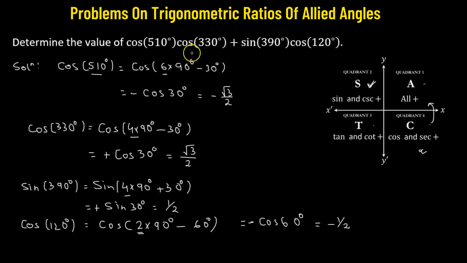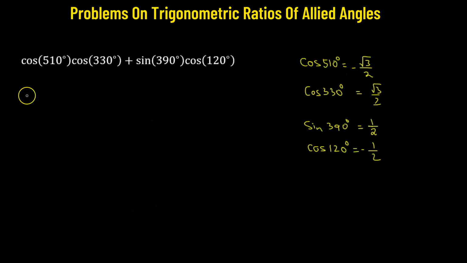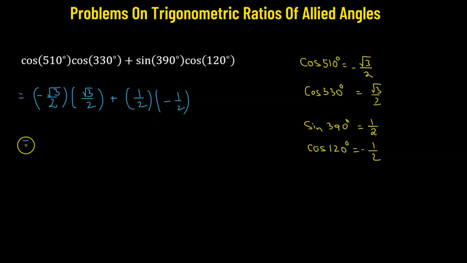So we have all the values. Now we can find out the given expression. Let's substitute the values. So we have negative square root of 3 over 2 multiplied by positive square root of 3 over 2, plus sine 390 degrees, that's positive half, multiplied by cosine 120, that's negative half. This is going to give us a value of negative 3 over 4 minus 1 over 4. And when we add the two fractions, we get a value of negative 1. Therefore, the value of the given trigonometric expression is going to be negative 1.